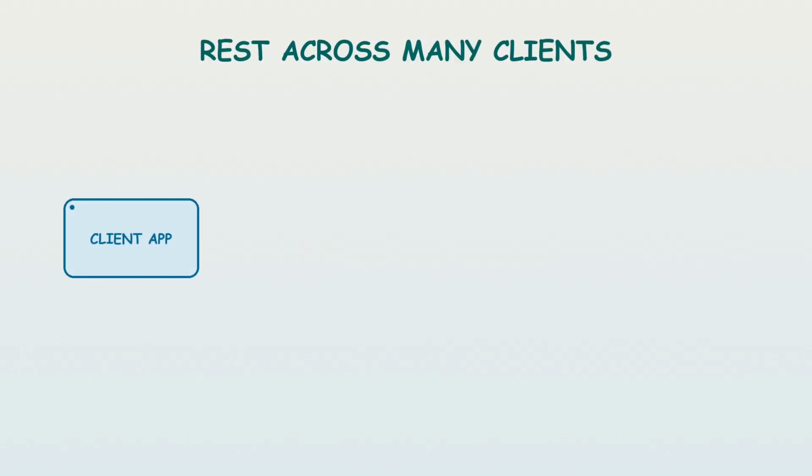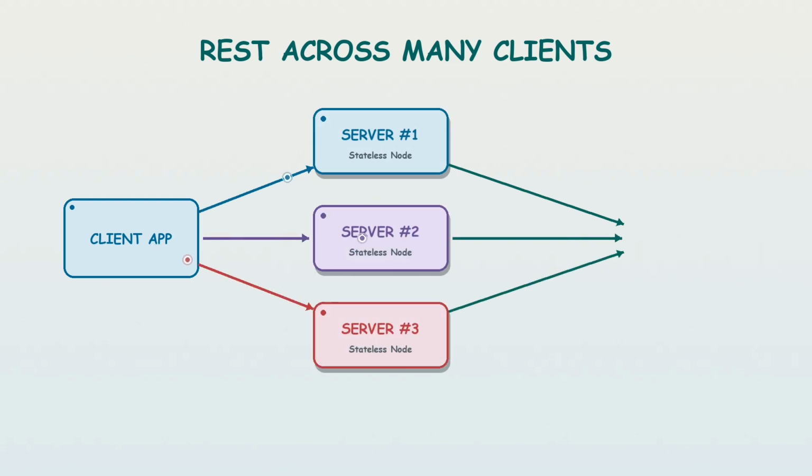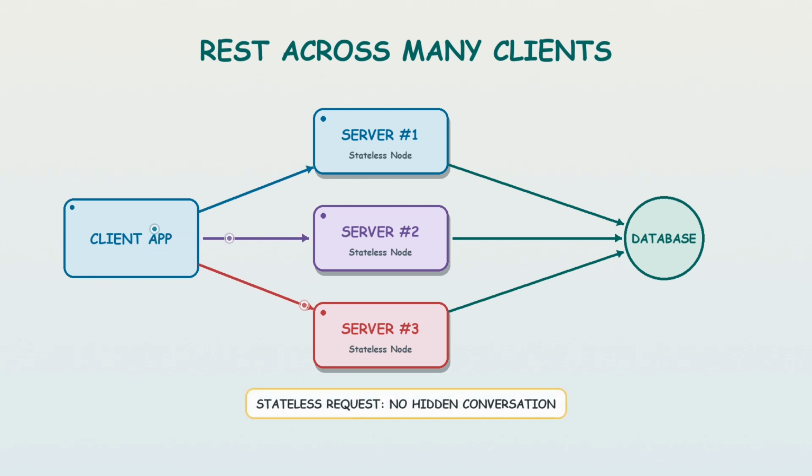REST is popular because it uses familiar web ideas and works across browsers, mobile apps, and services. A request should contain enough context to be handled independently. That is what stateless means. The order still exists in a database. The request simply does not depend on a hidden conversation inside one particular server process.